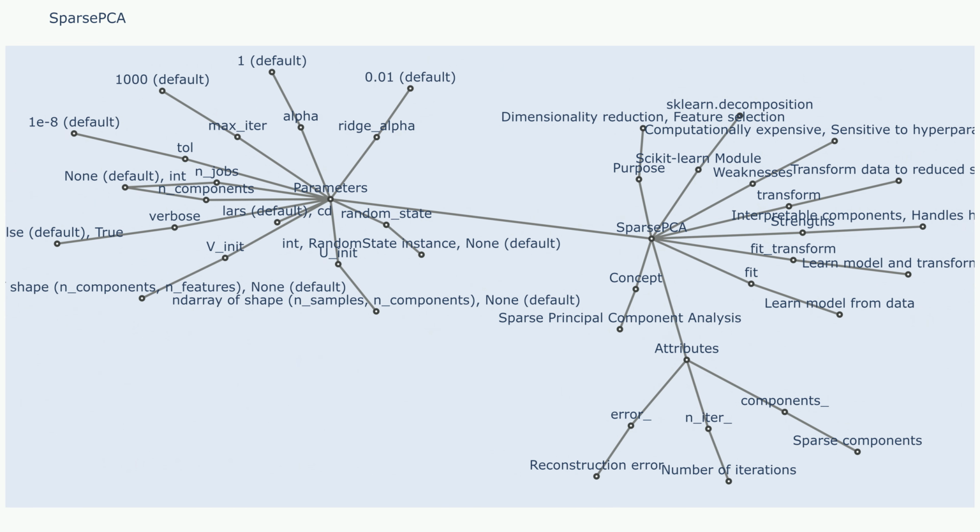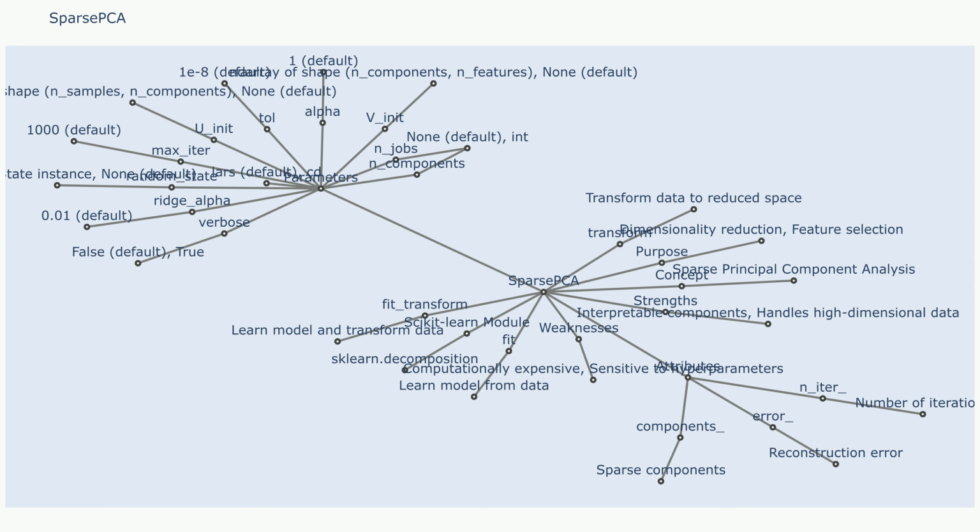Example usage. Python. from sklearn.decomposition import SparsePCA. from sklearn.datasets import make_friedman1. Generate a synthetic dataset. X = make_friedman1(n_samples=200, n_features=30, random_state=0). Initialize SparsePCA with desired parameters. SparsePCA(n_components=5, alpha=0.1, random_state=0).